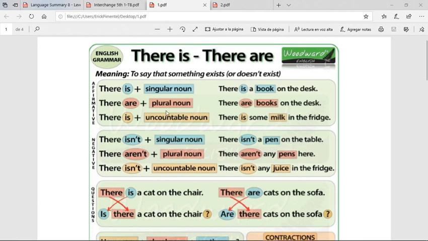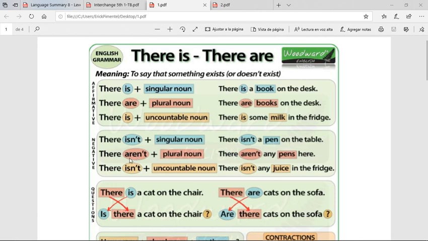Okay? For the negative, instead of using there is or there are, we use there isn't or there aren't. We can use isn't for singular nouns and uncountable nouns. But there is a small difference, okay? With there is, we just use a singular noun. There isn't a pen on the table. We still need to use the article, yeah.